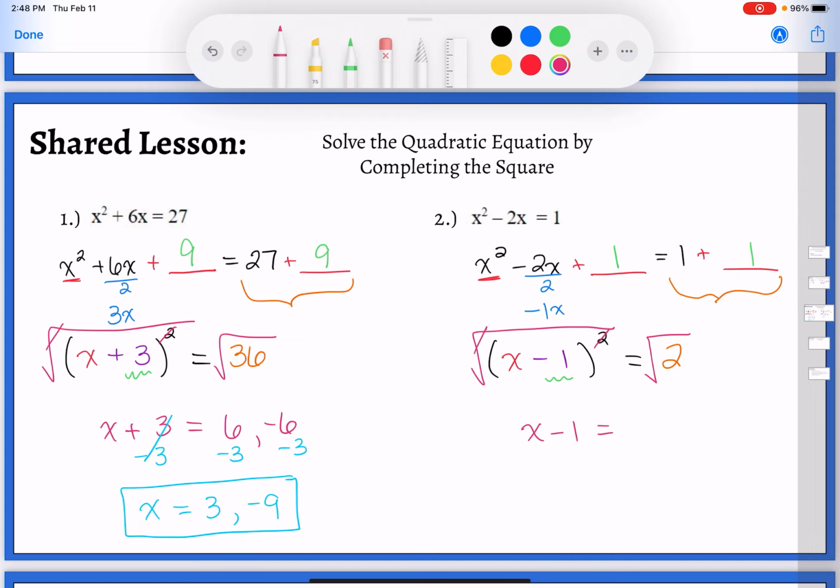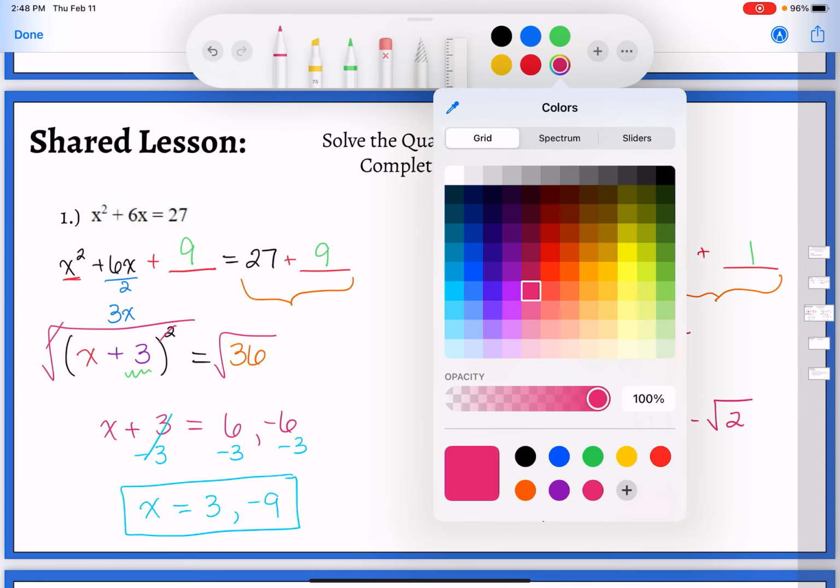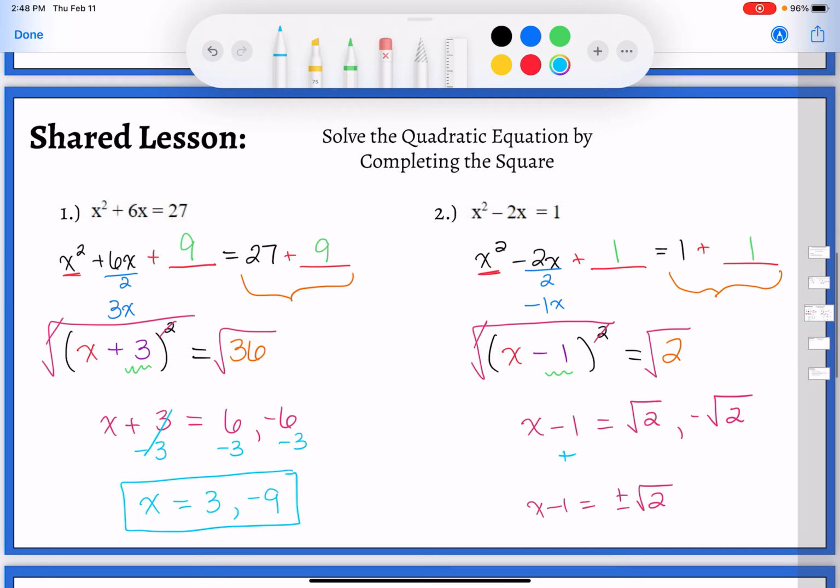Now in this one, I can't simplify the square root of 2. So I still have the square root of 2 as a possibility, but I also have the negative square root of 2. Don't forget your plus or minus, right? You can write this as plus or minus radical 2 if you want to, right? That's definitely okay. You can write it either way. Just remember, though, you're not finished yet. Now we need to add 1 to our possibilities. I need to get that x by itself.